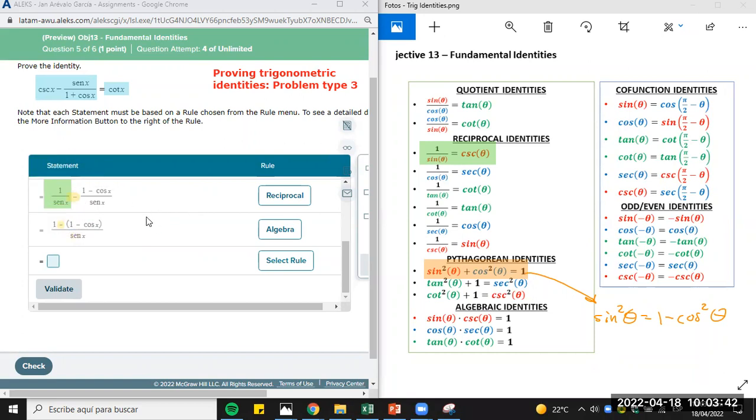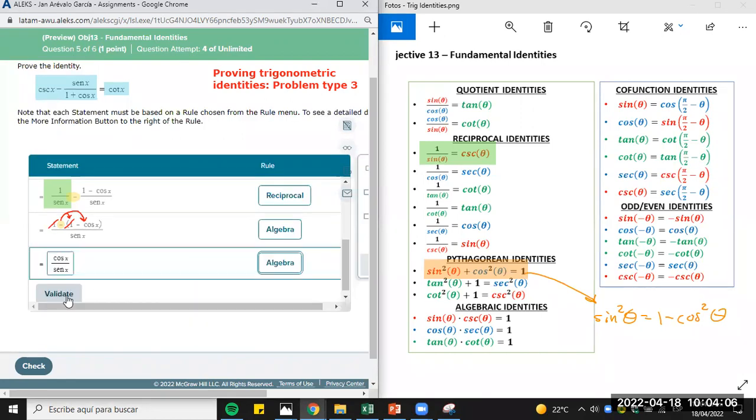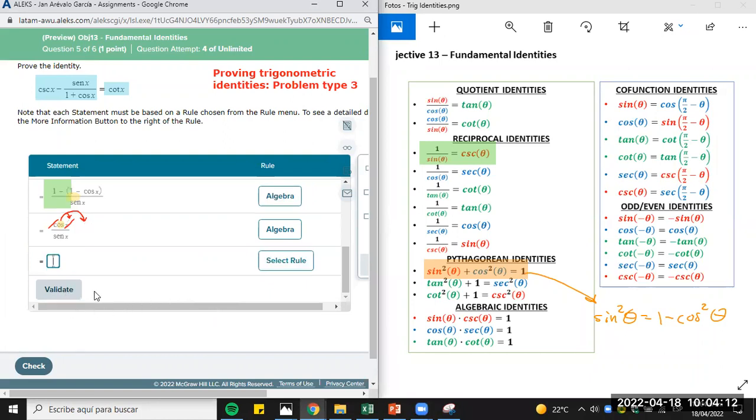And then, yes, you can see that you have in here 1 minus 1, and if you distribute this negative, it will be 1 minus 1, that will be 0. And then positive cosine, right? So I will have in here just positive cosine divided by sine of x, and that is also an algebraic manipulation. Validate. I don't know if it worked. Yeah, okay, so that's what happened.